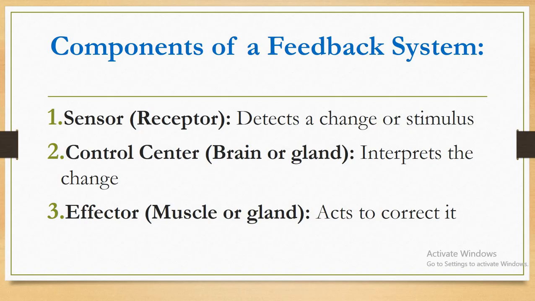Components of a feedback system. Number 1, we have a sensor, the receptor, which detects a change or stimulus. Number 2, control center, the brain or gland, interprets the change. Number 3, effector, muscle or gland, acts to correct it.